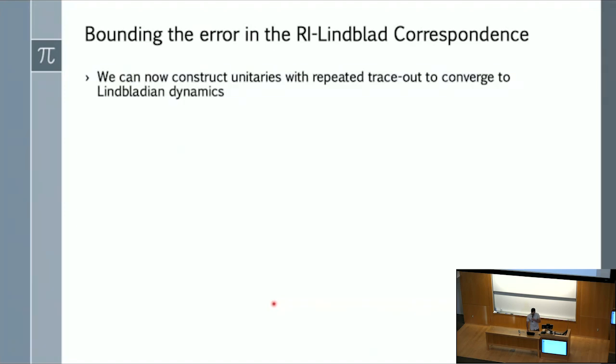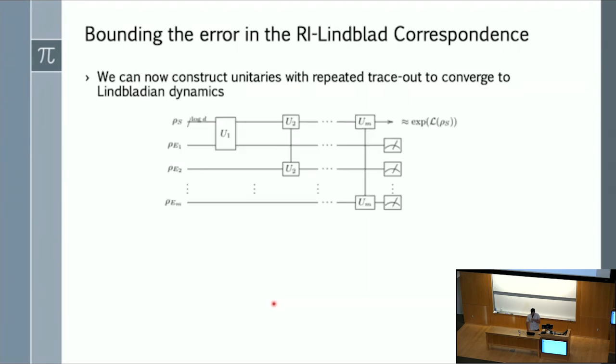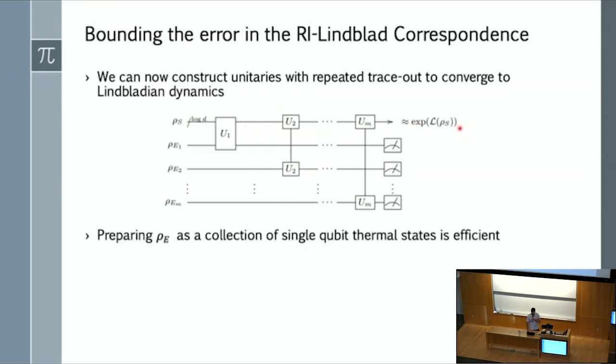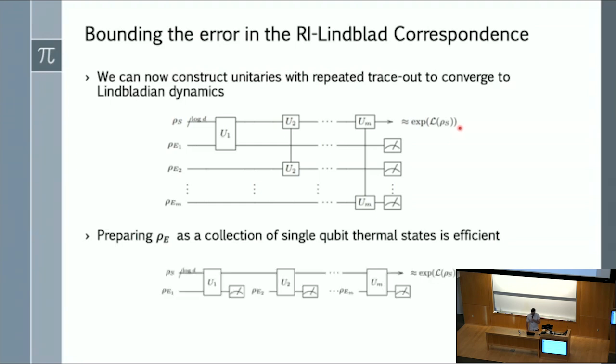All right, so we can now construct, using this repeated trace-out dynamics, a way to converge to Lindblad. So I can give some nice quantum circuits. If we have all of our environment and ancilla prepared, you can just do these joint unitary evolutions with our system register at the top to converge approximately to the Lindblad evolution. And if we prepare our ancilla as single-qubit thermal states, we can efficiently prepare them as well and derive our jumps from that interaction with them.